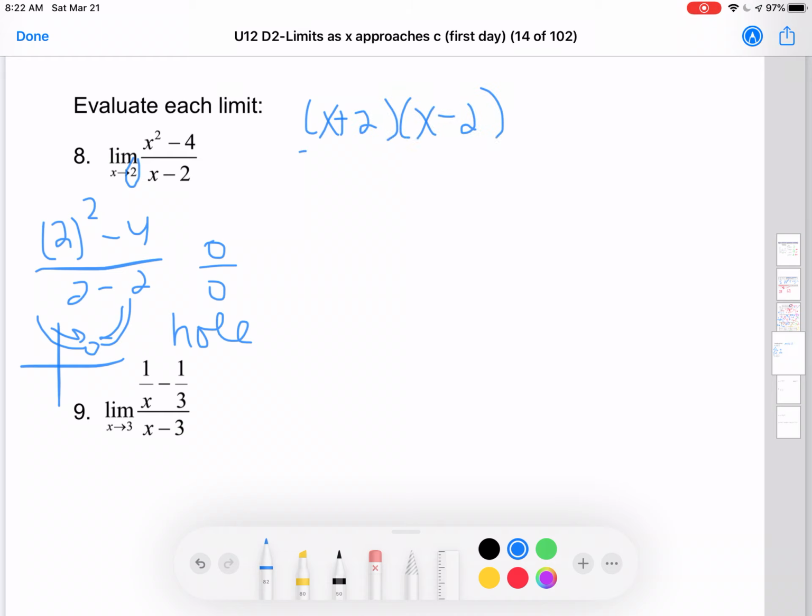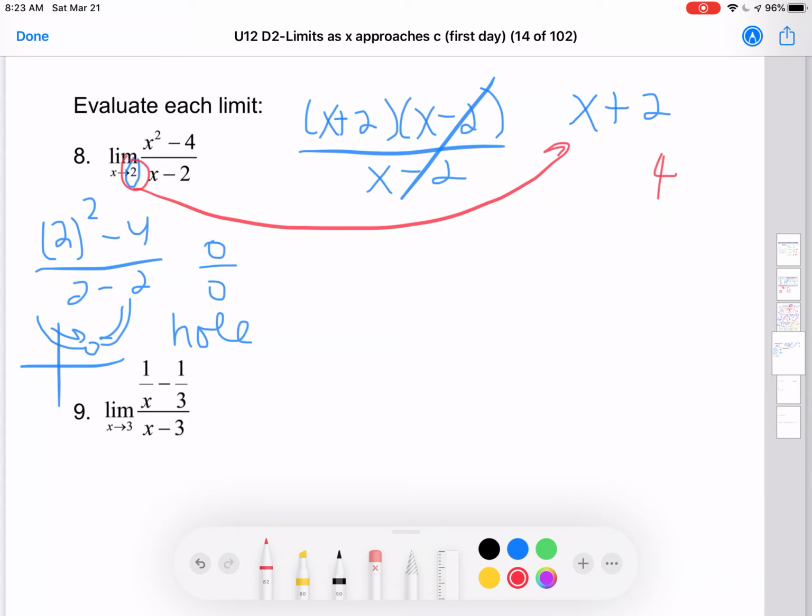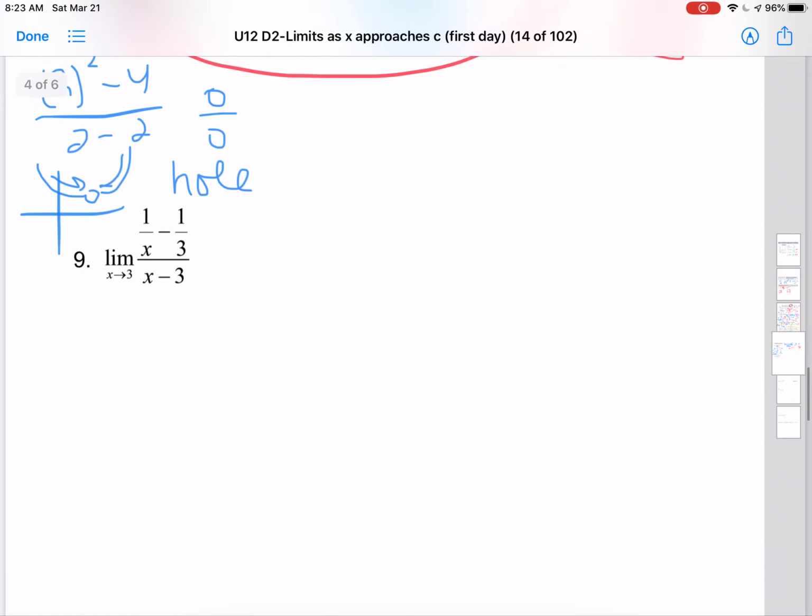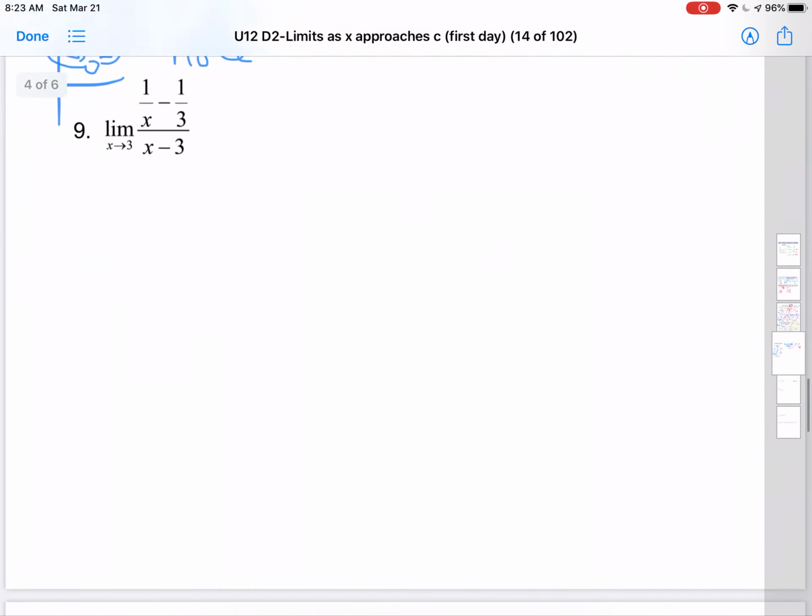Okay, so factor the top. Reduce, I'm left with x plus 2. Now take your x value, sub it in, and my limit is 4. Okay, hopefully you're somewhat liking this, not so bad.